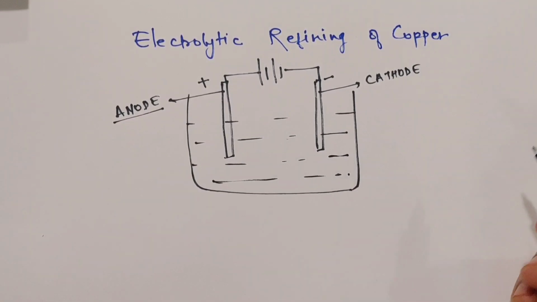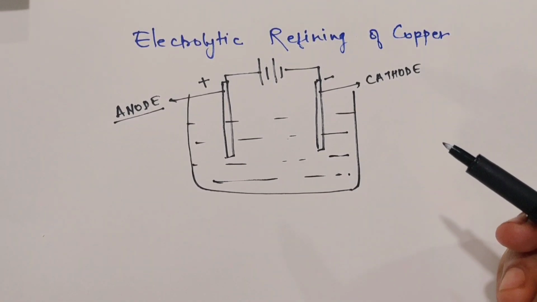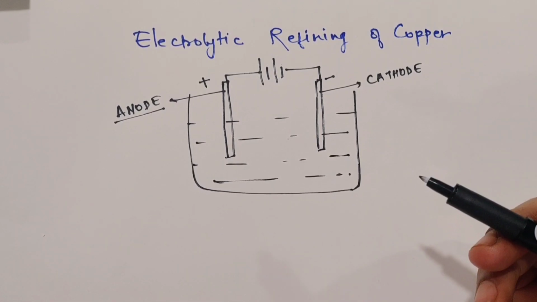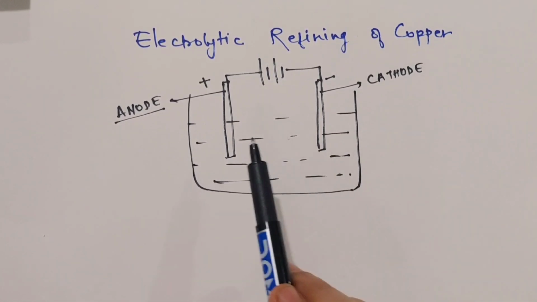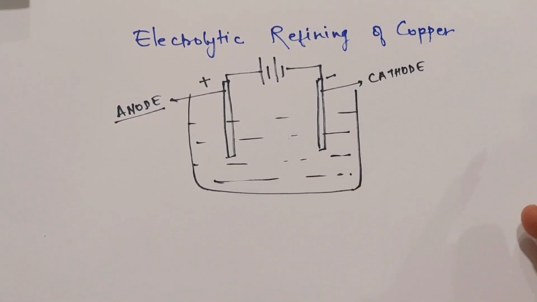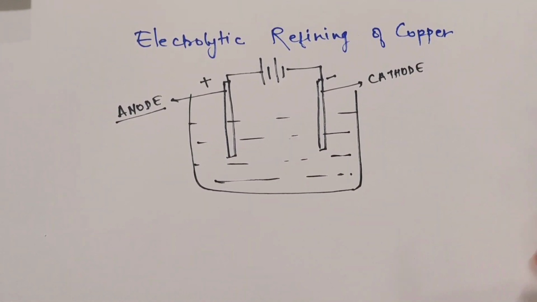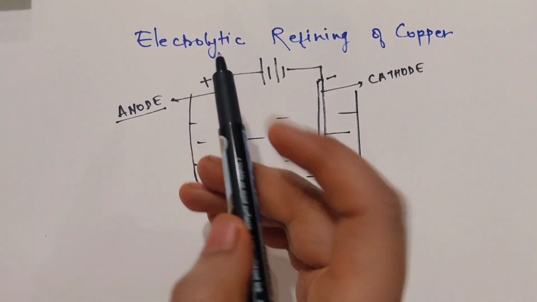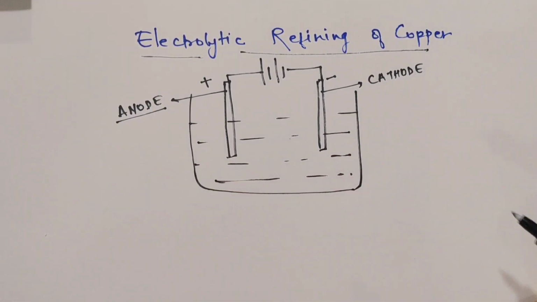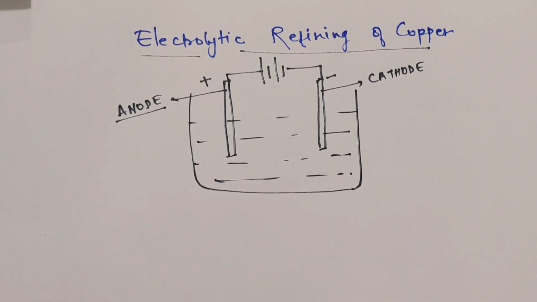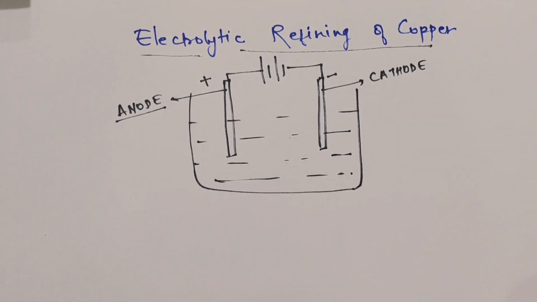Now let's talk about the nature of these electrodes and the electrolyte. The main difference between other electrolysis that we had done before and this one is that the electrodes that we use here are not inert electrodes. These are the electrodes which would actually take part in the reaction. Since this is electrolytic refining, we have to refine copper so that impure copper that we obtained by reduction of copper oxide, which we obtained from copper sulfide, that copper that we obtained is not 100% pure. It's around 90 to 95% pure, but we need purer form of copper.